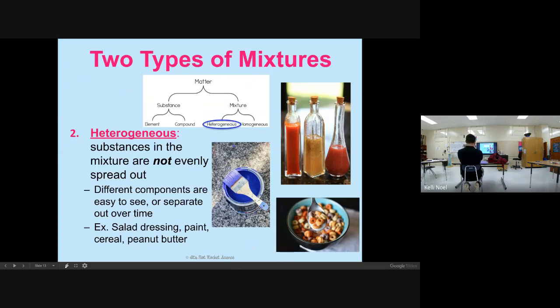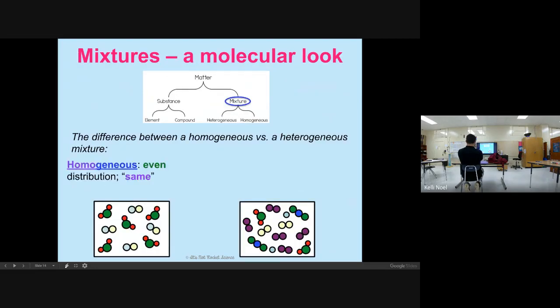Tossed salad is another good example of heterogeneous. On a pizza, you can see the cheese, the sauce, the pepperoni. That would be heterogeneous. Peanut butter, depending on the brand, sometimes if you let it sit, some oil shows on top, and that is just it settling out. So you have to mix it up, especially if it's a natural peanut butter. Sour cream too. All right, so homogeneous means evenly distributed.